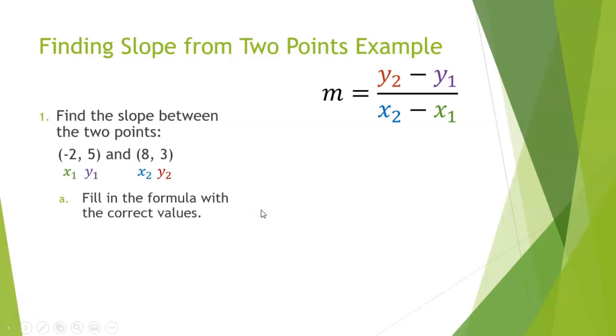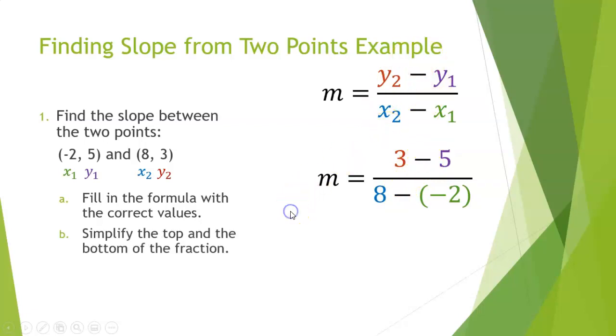Now what you want to do is fill in the formula with those correct values. So y2 is first, that's my 3. Minus comes from the formula, and then y1 is 5. Then 8 is x2, minus from the formula, and x1 was -2. So I fill in all the values of my formula. Note, the minus signs are always there because that is part of the formula.